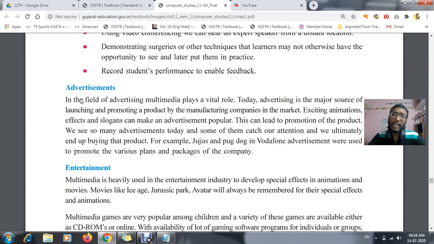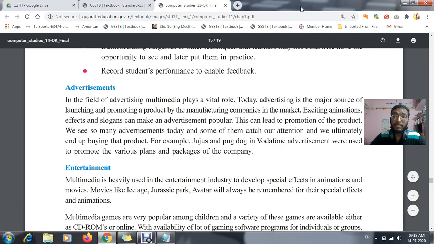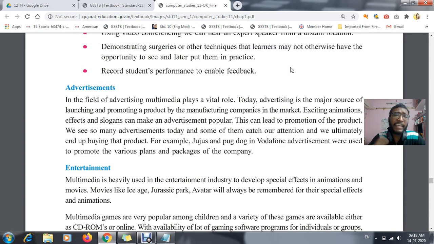Advertisement means, as you have seen in YouTube, many ads come in between. Many ads are 5 second ads, that means you only have to watch till 5 seconds. That can be any kind of ad, about any kind of commodity or product. Such ads, as you know, use the components of multimedia. As I told you, how many components are there? 5 components are there: text, audio, video, graphics and animation.